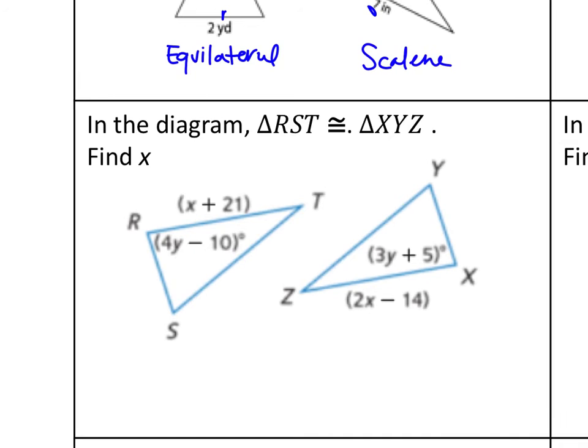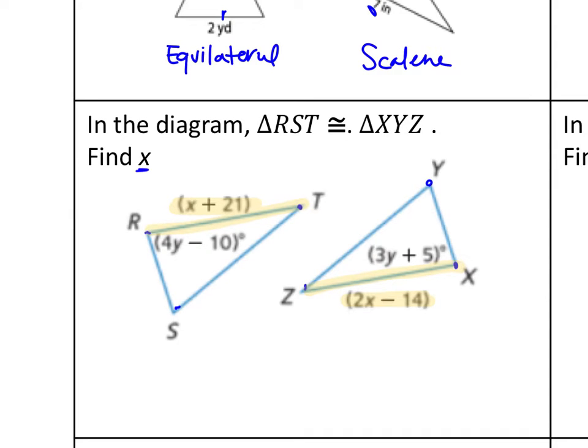Next one, in the diagram, triangle RST is congruent to triangle XYZ. We need to find the value of X. So first off, which part is X on? Okay, so we have X right here, which corresponds to side RT, okay? And then we also have an X over here on side XZ. So what do I need to do in order to solve for X?